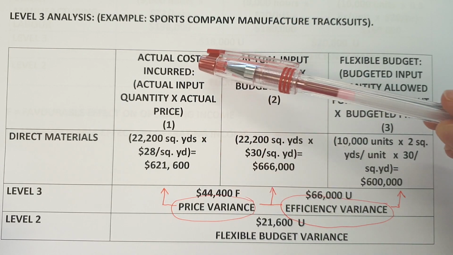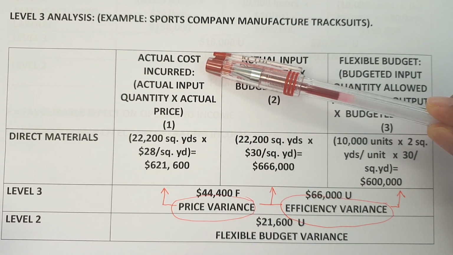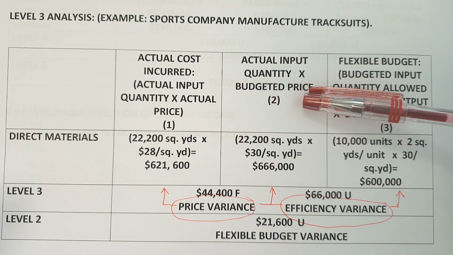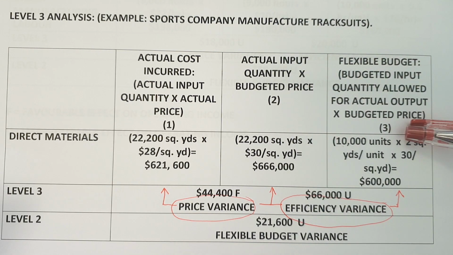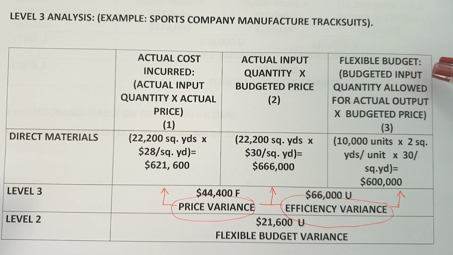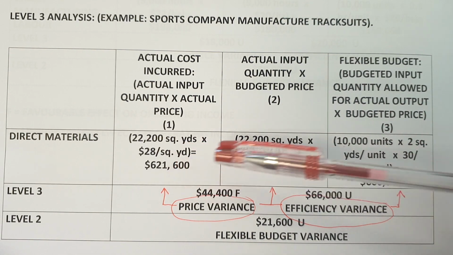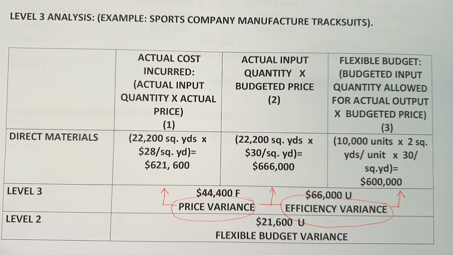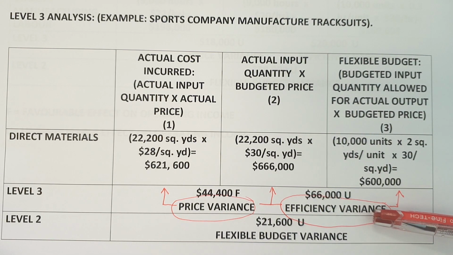The first one is actual cost incurred, where the actual input quantity is times actual price. The second column is actual input quantity times budgeted price. The third column is the flexible budget, where the budgeted input quantity allowed for actual output is times budgeted price. The difference between column 1 and column 2 is what we call price variance. The difference between column 2 and column 3 is efficiency variance.